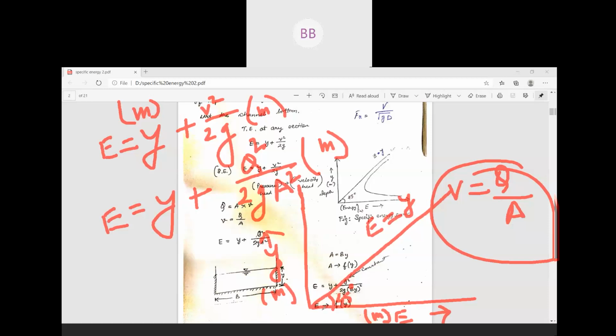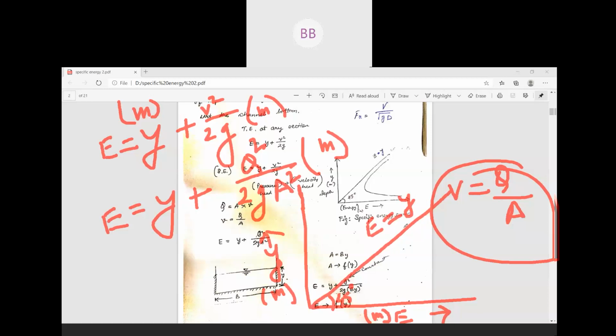So we are going to draw a graph. That graph is called the specific energy curve, between your specific energy and depth of flow. The specific energy will be on your x-axis and your depth of flow will be on the y-axis. Now we draw a straight line at an angle of 45 degrees, and we consider this line as E is equal to y.